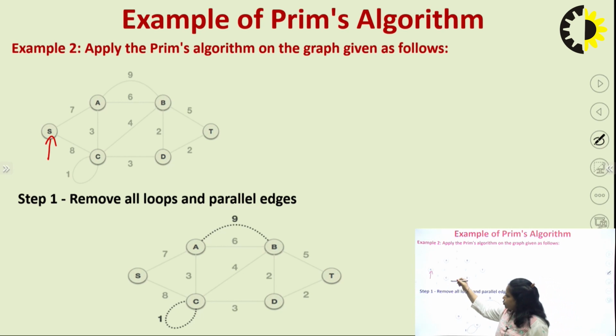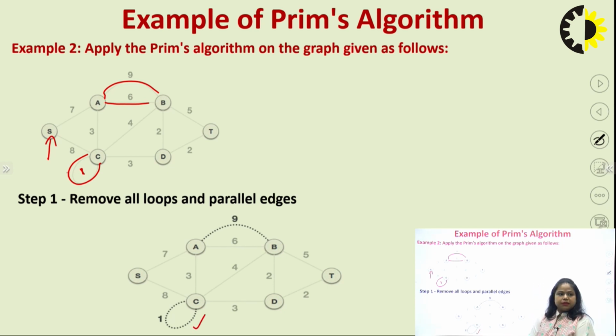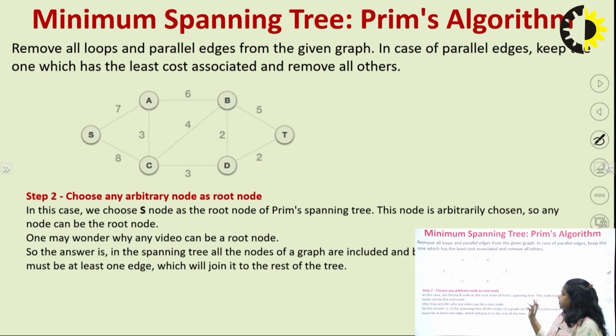In this graph you can see C itself has a loop with the value 1, and simultaneously A to B and B to A are two edges. So we have to remove all the loops as well as the parallel edges. First we will remove the cycle, then we remove the parallel edge, the one having the maximum weight. So we will remove the 9. Then we will get this graph.